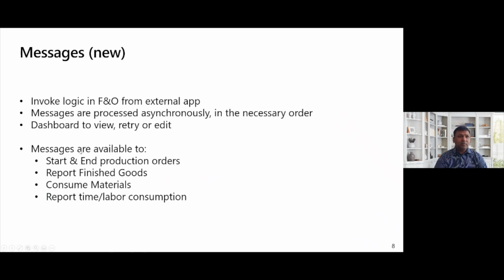The APIs that we're supporting right now as part of this first release are messages that will enable you to start and end the production order, report as finished, consume materials or your BOM consumption, post your BOM consumption journal, and then report time and labor. So basically post your route card journal.